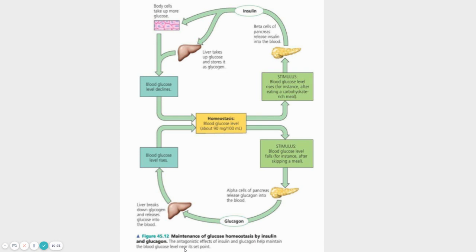There's another process that does the opposite. Let's say, okay, you didn't eat this morning and you didn't eat lunch today and it's the end of the school day. What's probably happening to your blood sugar? It's dropping, right? You've used up all that sugar, that energy. You haven't been eating to replenish it.